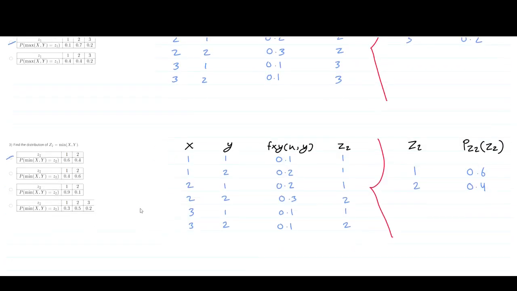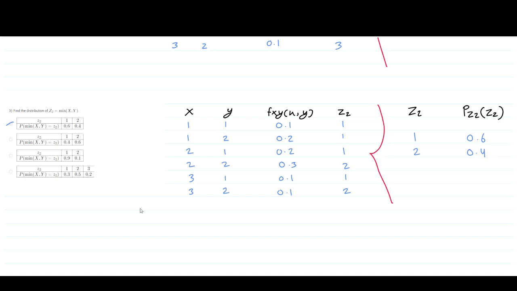In the third question, again we have to find the distribution of the variable z, and it is given that z is equal to minimum of x1, x2. It means that from the pair of two numbers we select the minimum or smallest number, and that number is the value of z for that pair. The range of z is going to be 1 and 2 and the probabilities associated with them are 0.6 and 0.4 respectively. So the correct option for question number 3 is option A.